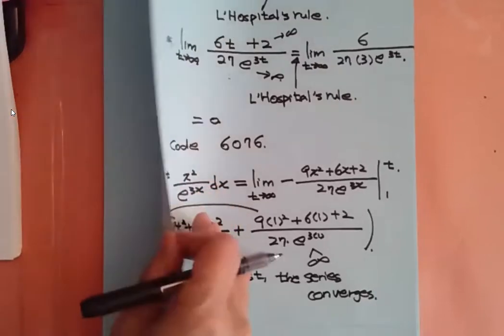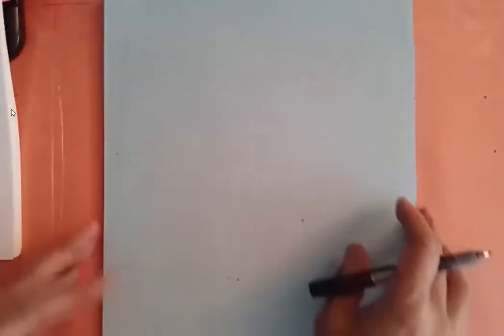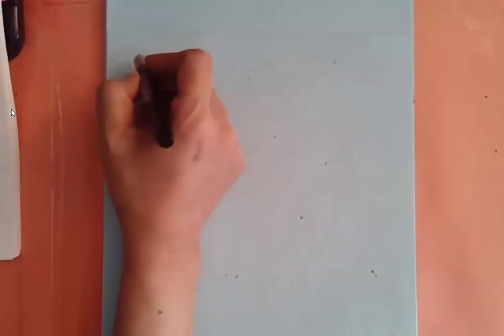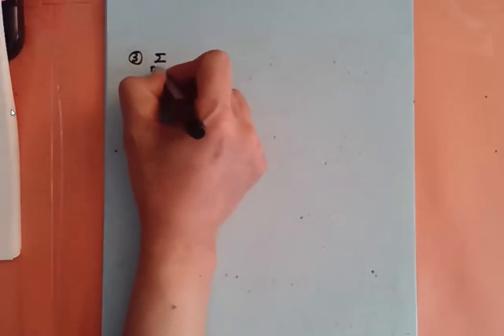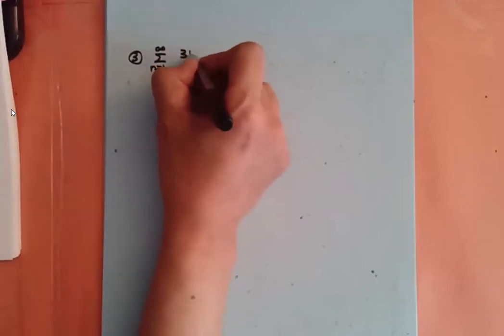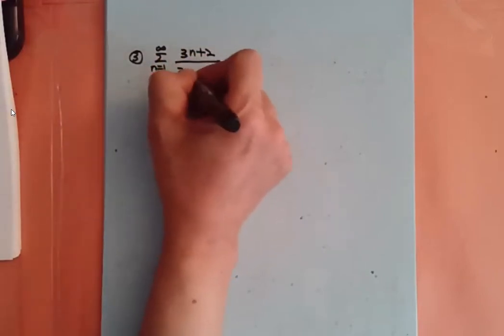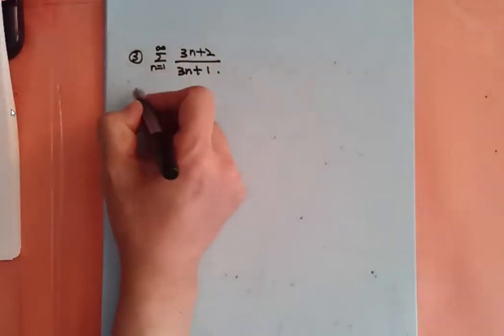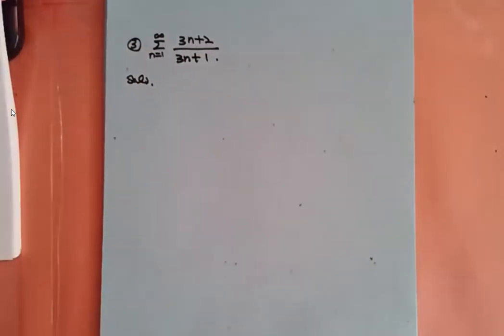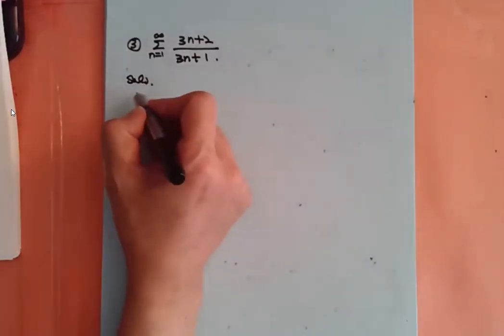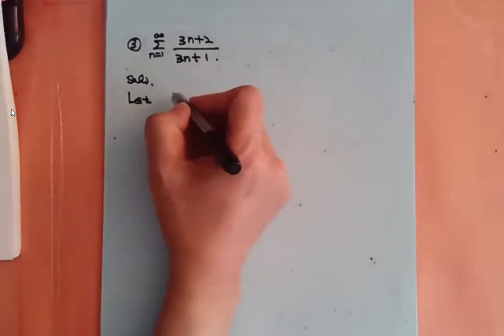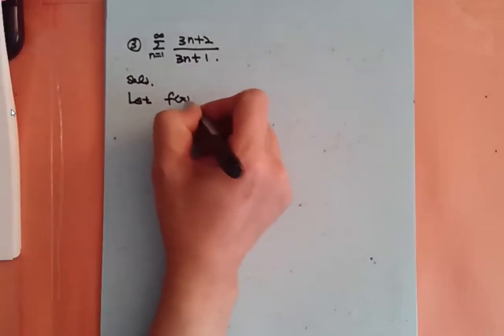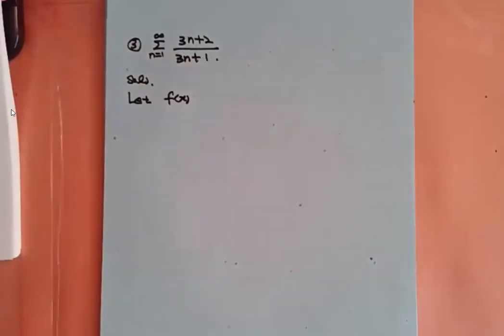Let's do one more problem and then I am finishing 11.3. The summation from n equals 1 to infinity of 3n plus 2 over 3n plus 1. In this question, of course, we have to show that it is continuous, positive, and decreasing. Especially decreasing is always a problem.